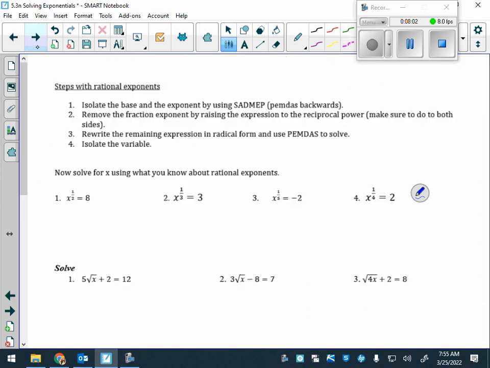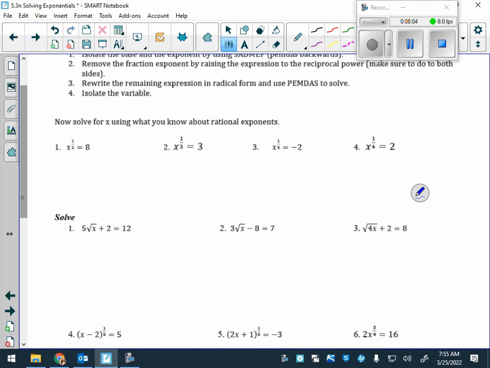Now we're going to look at some rational exponents, okay? So the same thing will apply. So if I have x to the 1/2 equals 8, how can I get rid of that exponent? What do you think? Yeah. So what would you do? What would you do to both sides?